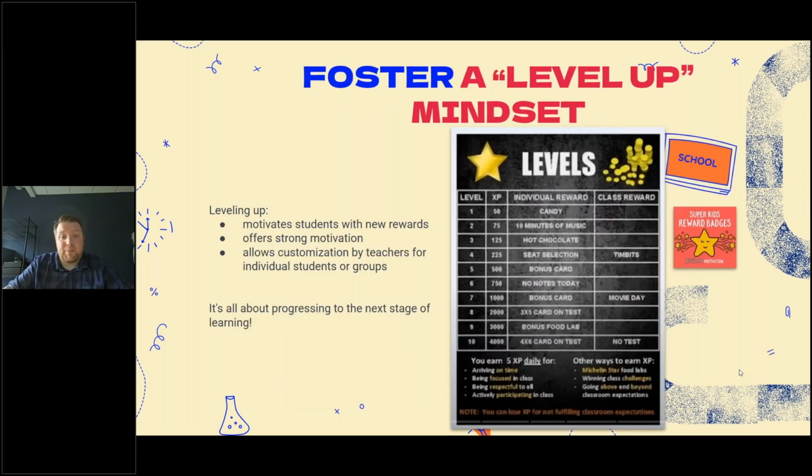Also thinking about a level up concept, having students start off at a level 1 and having a clear set of challenges to progress to level 2, level 3, and again having those rewards, the individual rewards and the class rewards, posted in a visual way.